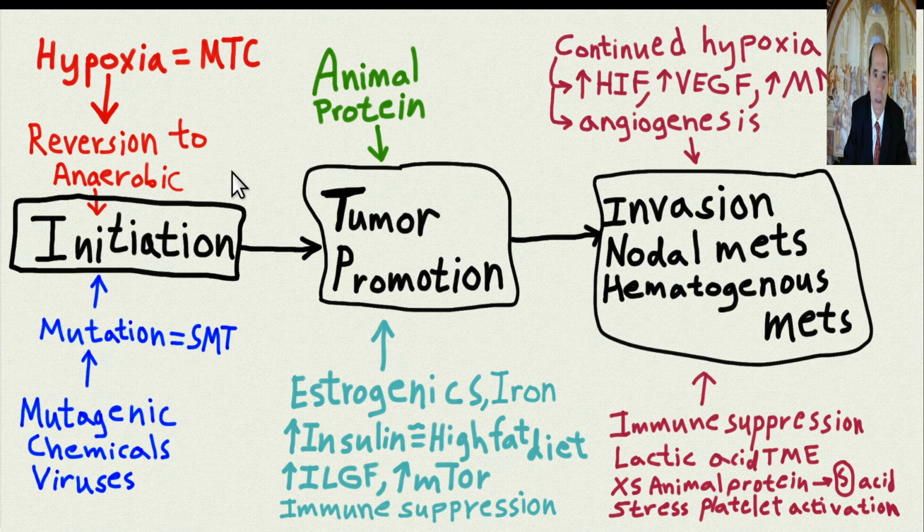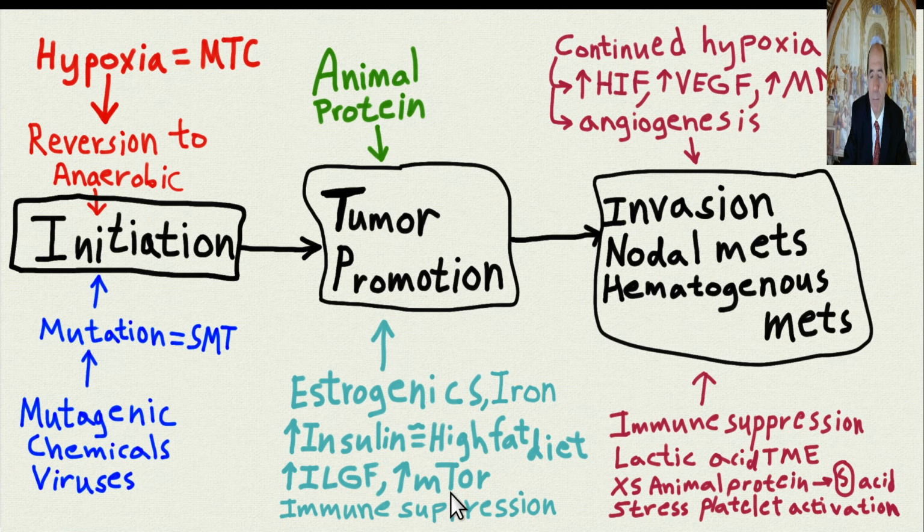Well, the important thing to realize is you can't change initiation. That happened, who knows, years ago. But tumor promotion, you can affect this in a big way. You can avoid all the things that increase tumor promotion, like animal protein, so you don't want to eat any meat, estrogenic chemicals if it's an estrogen-sensitive tumor, excessive iron that can activate mTOR, the mammalian target of rapamycin, the nutrient-sensing pathway, which when fulfilled tells the cell to grow.